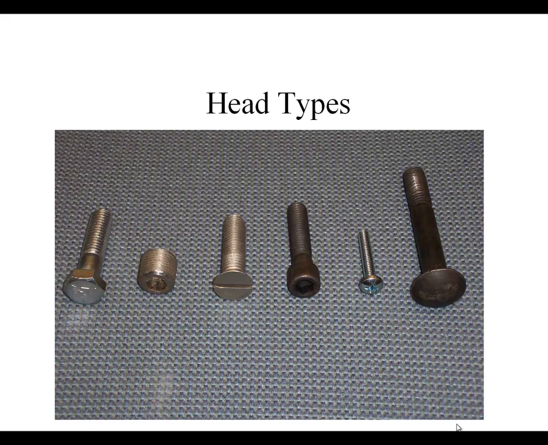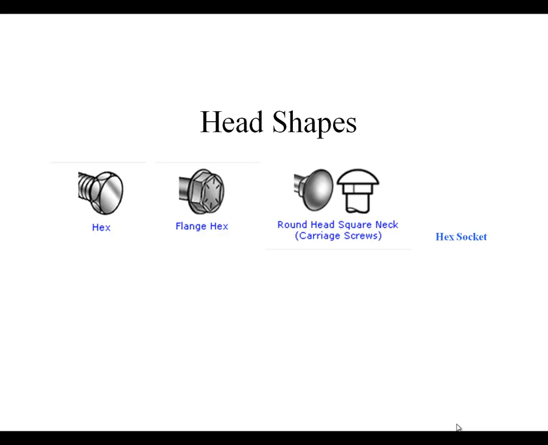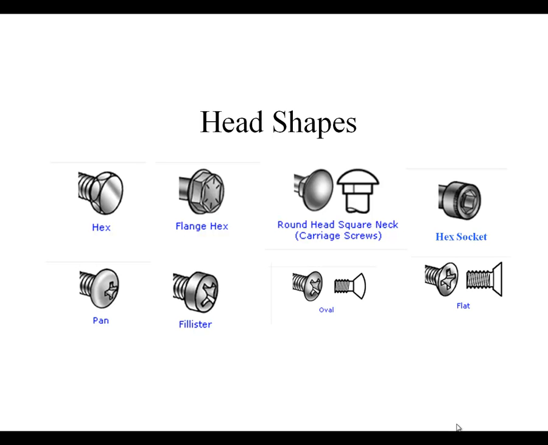Let's also talk about head types. There are a variety of fasteners with a variety of different head types. For instance, there's a hex head, which is pretty common. Everybody knows about those. There's a hex flange head. There's also the round head with a square neck, which is a typical carriage bolt. There are hex socket heads, which require an Allen wrench. There are also pan heads, Phillips heads, oval heads, flat heads. A flat head is something that will go into a countersunk hole and sit flush and flat with the top surface of the metal. There's also button heads, round heads.